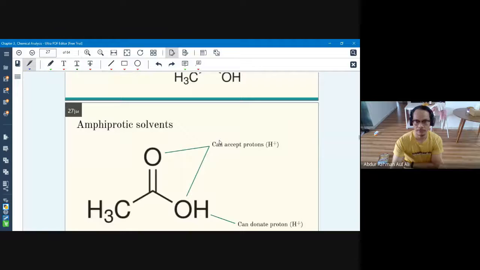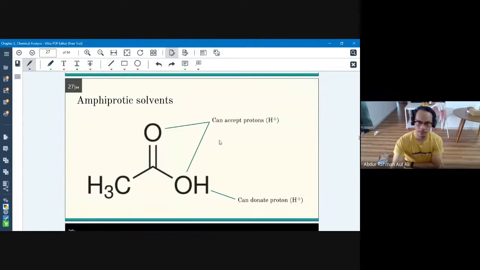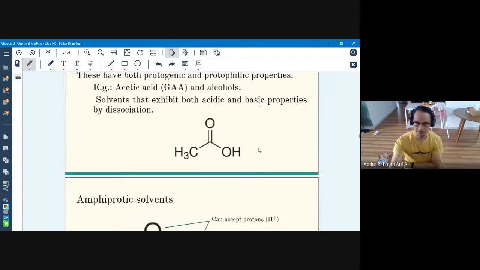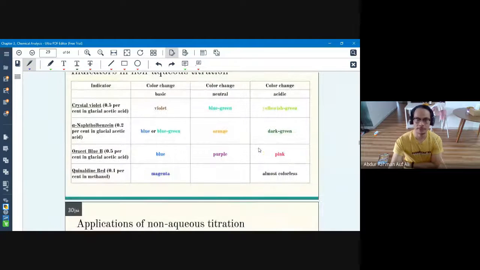So amphiprotic solvents meaning they boleh behave as both acid dan juga base. So this oxygen part here dalam glacial acetic acid ni, dia boleh accept proton. So any substance by definition if they can accept proton, dia adalah base, and also dia ada hydrogen here to be given away, and any substance that can donate proton, dia adalah acid. So that's why amphiprotic solvent is something that can behave as both acidic and juga basic.